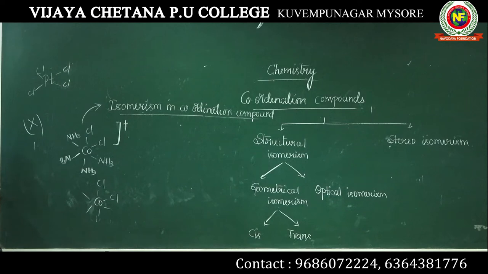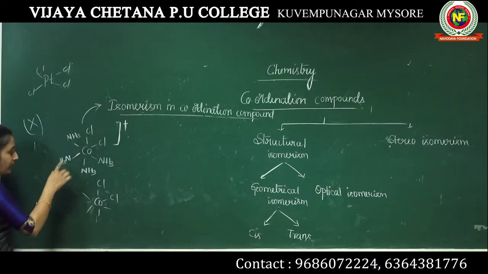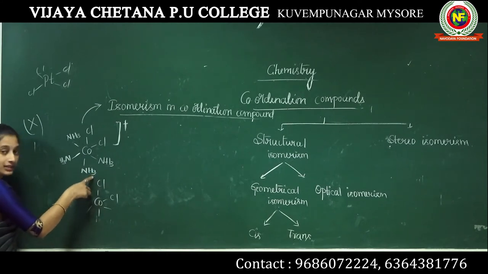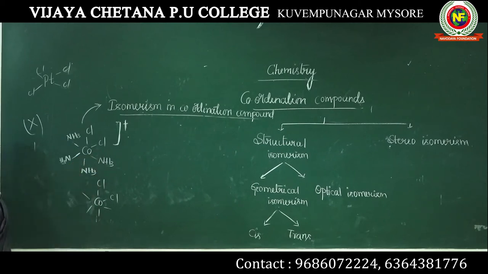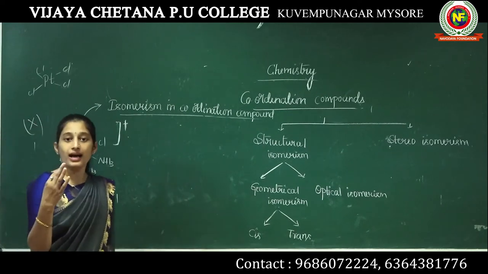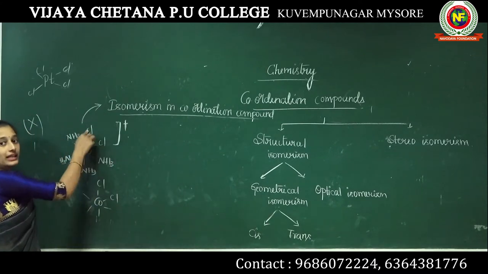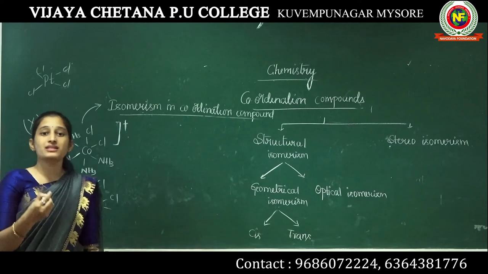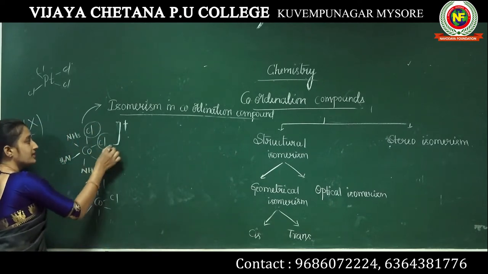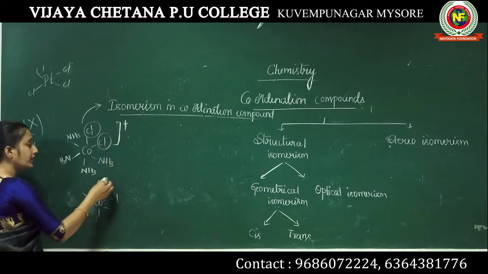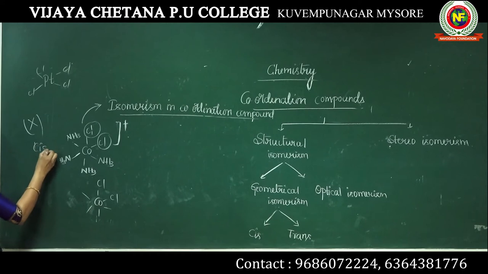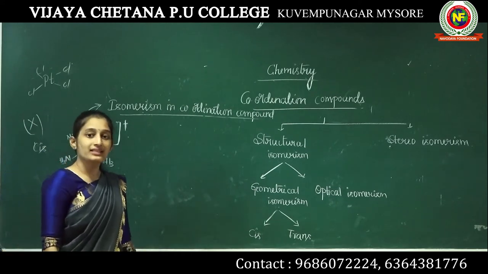Then what type of geometrical isomer is this? See, NH3, are they adjacent to each other? Yes. NH3, NH3 adjacent. Cl, Cl adjacent. Just assume here four ligands are NH3 and the other two are Cl. Here two Cls are adjacent. Adjacent means they are very near. Then what type of geometrical isomer is this? This is cis. Adjacent means we call it cis.